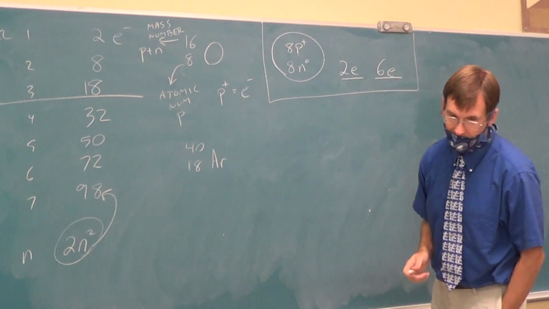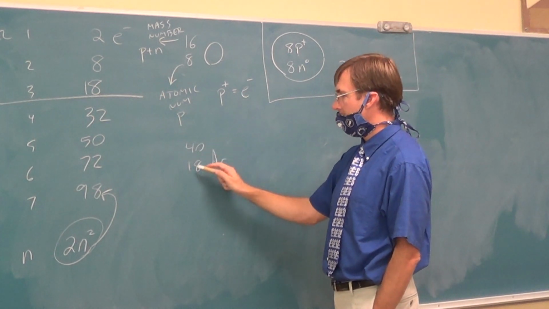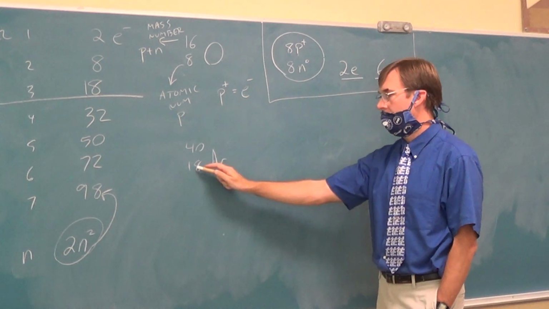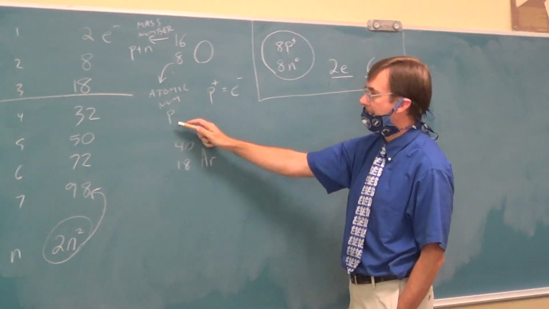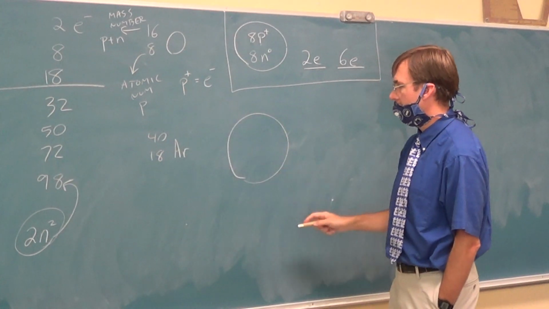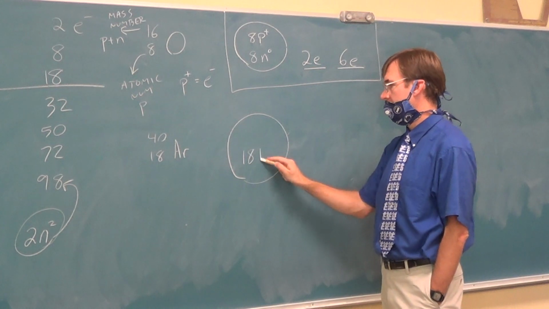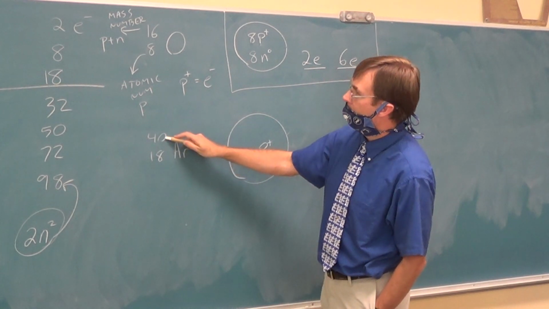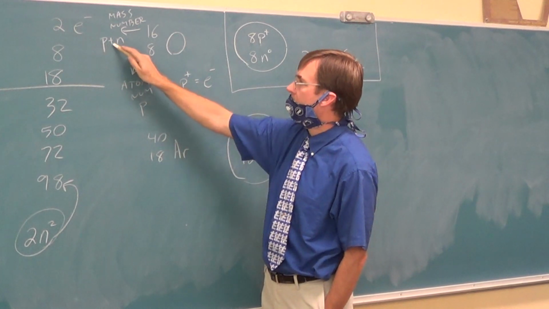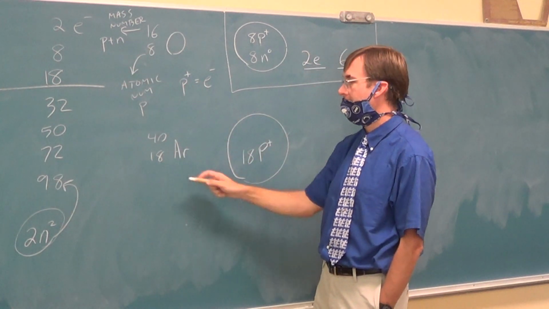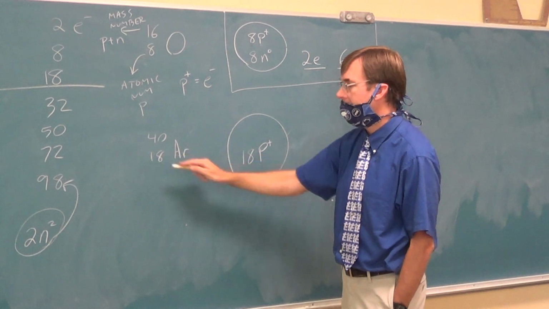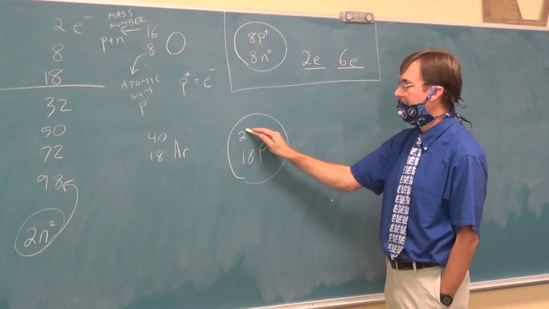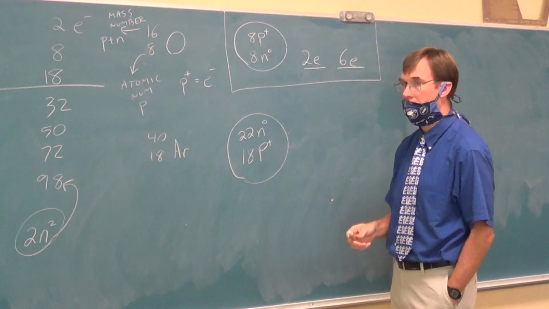So one more just to make sure you got it. So I say 40, 18, argon. Okay, the lower number, the atomic number, counts the protons. So we draw ourselves a nucleus, and we're going to stick 18 protons in there. The upper number, the mass number, is the protons plus the neutrons. So you're going to have to subtract. If there's 40 total, 18 of which are protons, subtract to figure out the other 22 are neutrons.